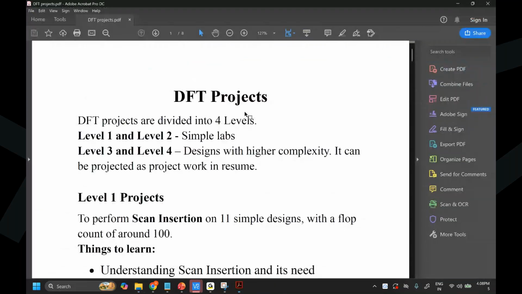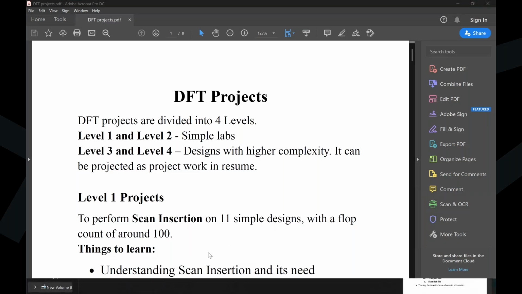So basically, DFT projects are divided into 4 levels. In level 1 and level 2, we'll be having simple labs. And in level 3 and level 4, we'll be having designs with higher complexity. So it can be projected as project work in your resumes.